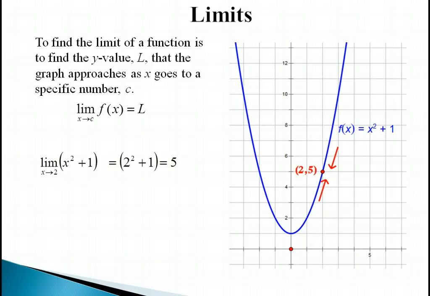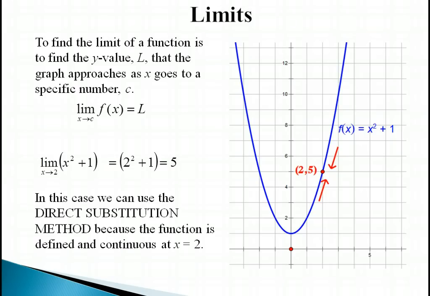But of course we could have found that pretty easily by just plugging the 2 into the function. So we would have 2 squared plus 1, which equals 5. This is called the direct substitution method. And the direct substitution method works because the function is both defined and continuous at our c value, in this case at x equals 2.